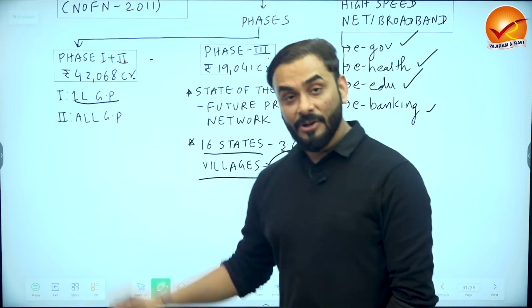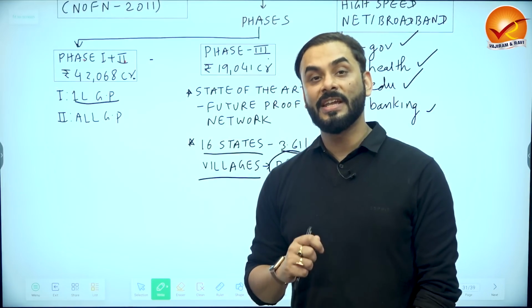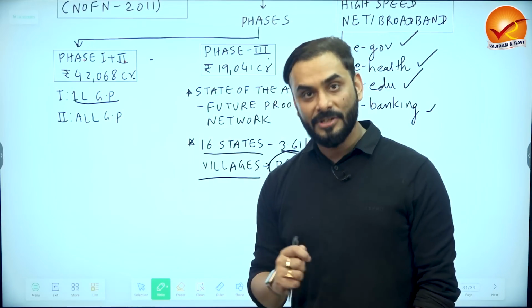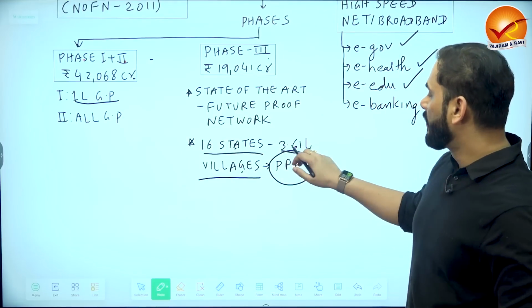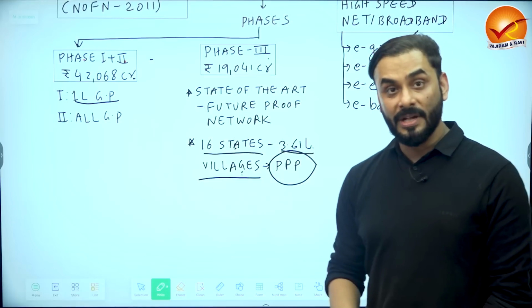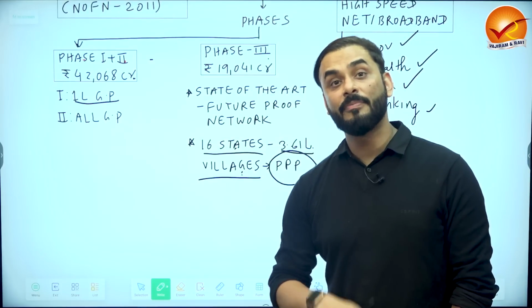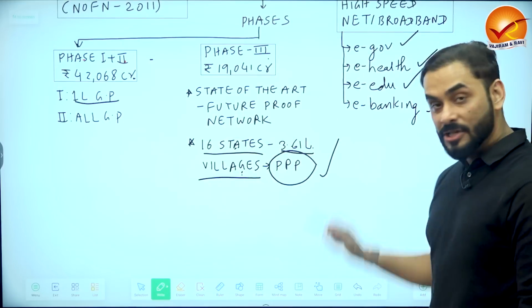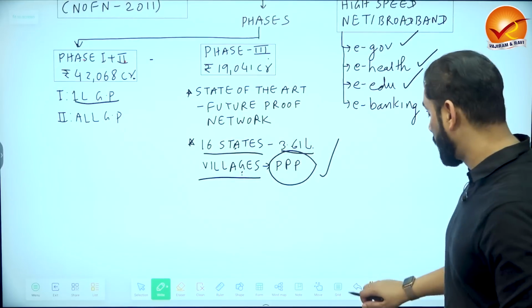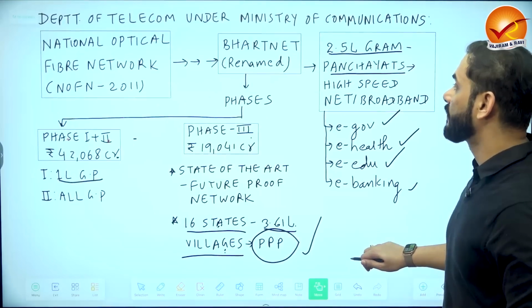So in phase 1 and 2, the government of India was taking internet services to the gram panchayats on its own. But in phase 3, in these 16 states, 3.61 lakh villages are to be covered. Here the government of India is taking the help of private sector in taking internet to villages. This is the new addition in this BharatNet program, which you must remember for UPSC purposes.